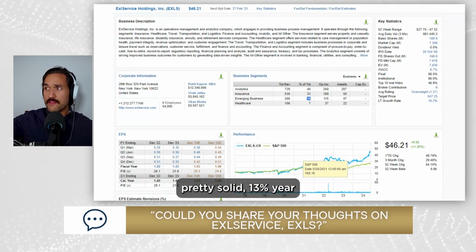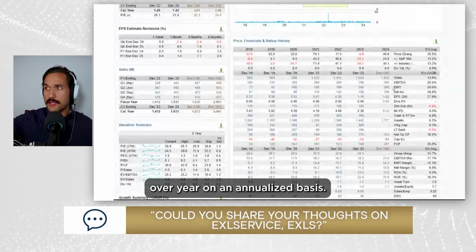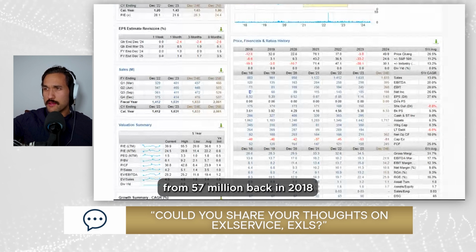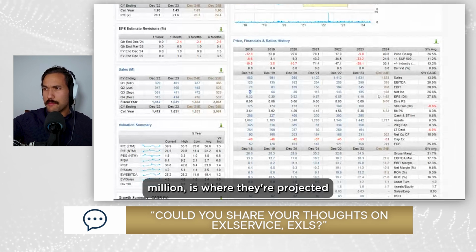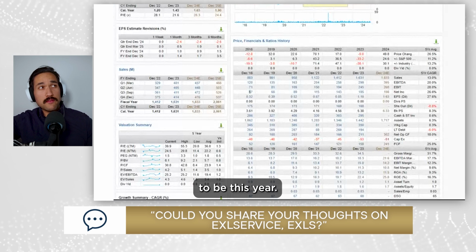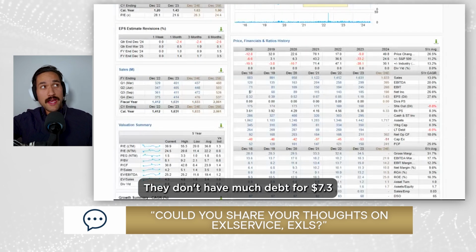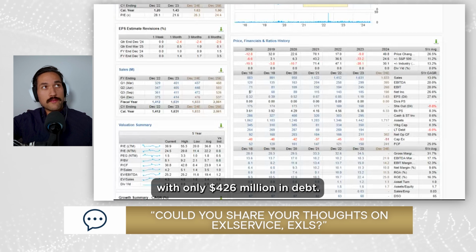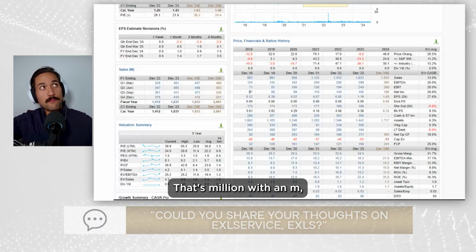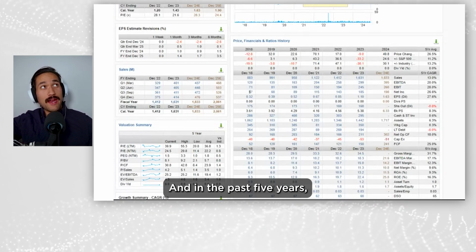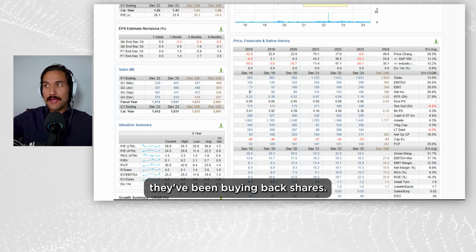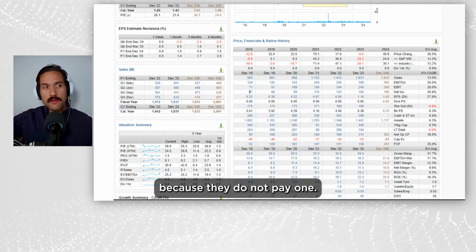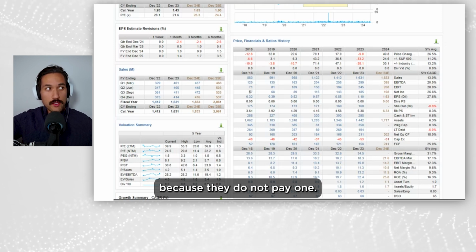Now, in terms of growth, looks pretty solid, 13% year over year on an annualized basis. Net income also growing as well from $57 million back in 2018 to $198 million is where they're projected to be this year. They don't have much debt for a $7.3 billion market cap company, only $426 million in debt. That's a million with an M, not billion with a B. And in the past 5 years, they've been buying back shares. Now, if you're looking for a dividend, this is the wrong company because they do not pay one.